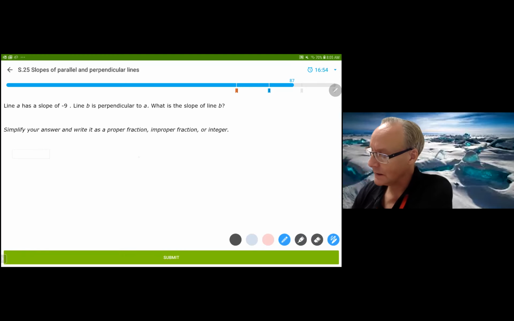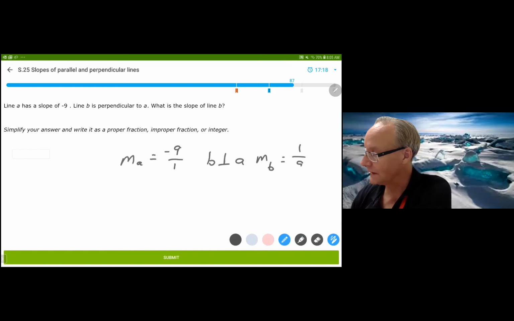And A, the slope of line A is equal to negative 9. But remember that that's the same as negative 9 over 1, isn't it? And B is perpendicular to line A, which means the product of their slopes is negative 1. Another way to say that is they are negative reciprocals, which makes the slope of line B 1/9.